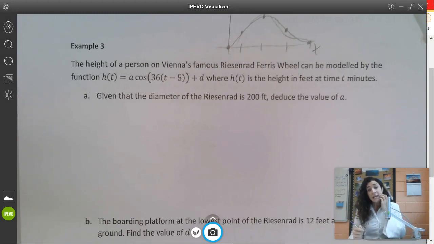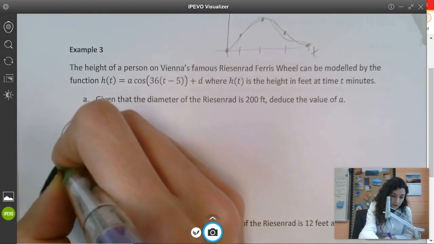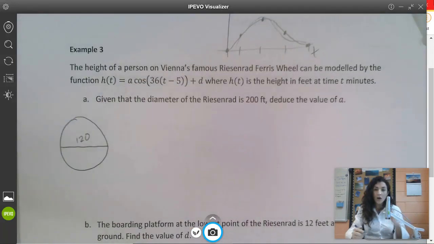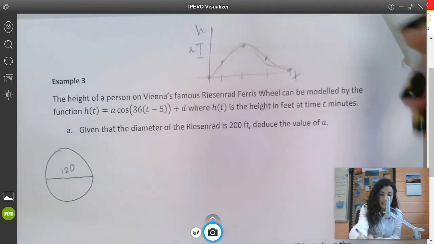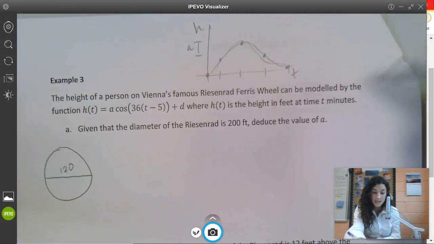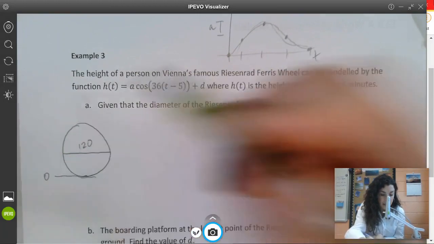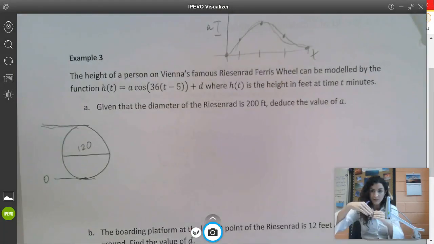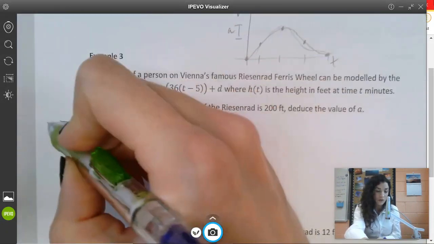So it says, given that the diameter of this Ferris wheel is 200 feet, deduce a value of A. Well, if our Ferris wheel is a circle and we have a diameter of 120, when we talk about our minimum height versus our maximum height, our A would be the distance halfway between your maximum and your minimum height. Your minimum height would be at 0, right? And then your maximum height would be the diameter, which is the same as 120 because it's a circle, so the diameter stays the same.